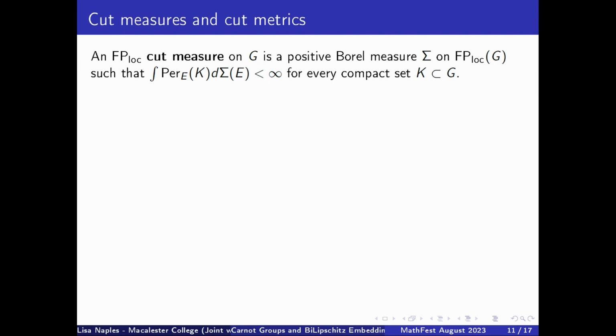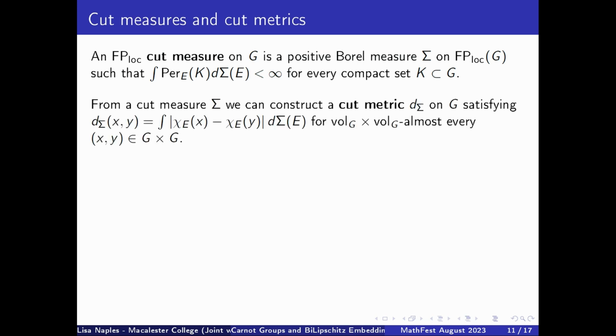With our set of locally finite perimeter cuts, we can also define a cut measure on our group, and a cut measure is defined as follows. We take some compact set K in our Carnot group, and we want it to be true that when we integrate the perimeter measure evaluated at K with respect to our measure sigma, we get something that is finite.